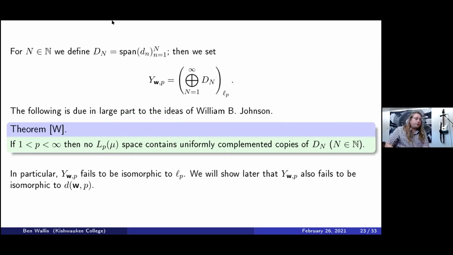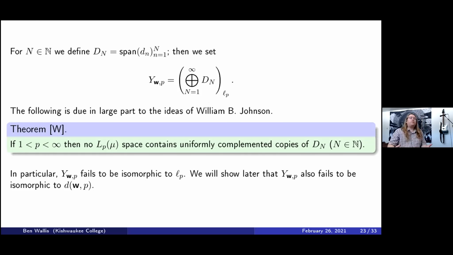My idea was to use finite dimensional copies of the Lorentz sequence space itself. So that's what I'm going to do. I'm going to use this notation here. We're going to define the dn's to be the linear span, or the closed linear span, if you like, of these finite dimensional stretches of the canonical basis. And then I'm going to take the LP sum of those. I'm going to call this space YWP.